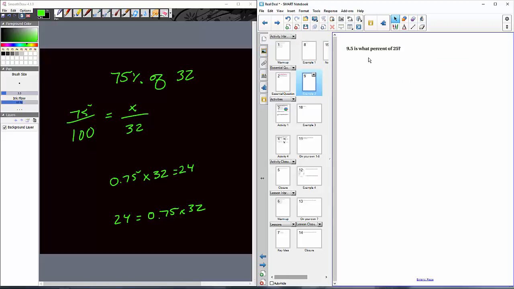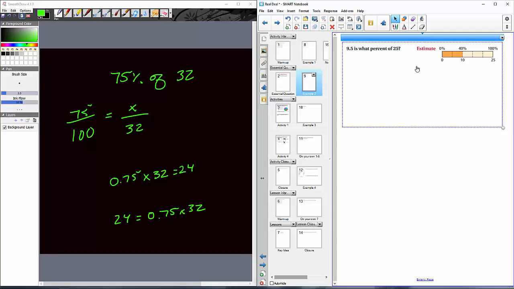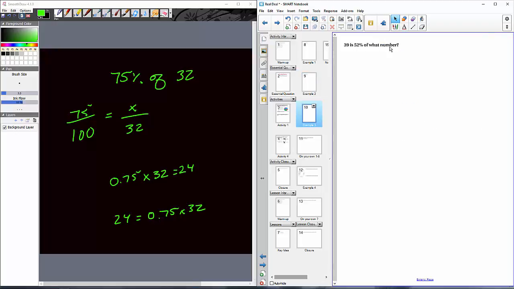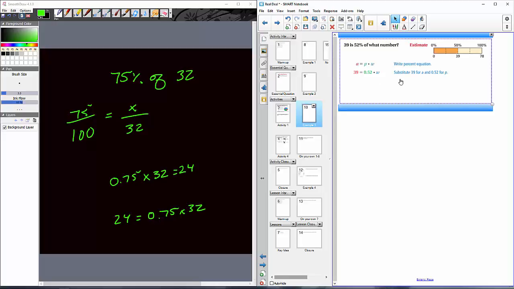For example 2, 9.5 is what percent of 25? We'll just take 9.5 divided by 25. I'm just filling pieces in. This is the part. This is my whole. I'm solving for the percent, right? So I'm going to divide by 25. That's why it's 9.5 divided by 25. And there's the answer. 39 is 52% of what? So 39 is the part. So that'd be 39 equals 0.52 times the whole. Right here, I have to divide by 0.52, and I get 75.